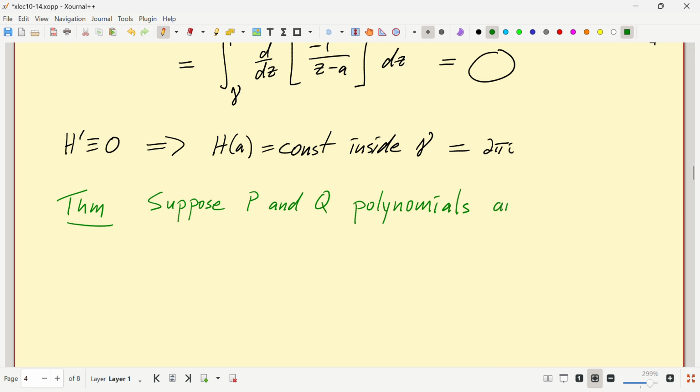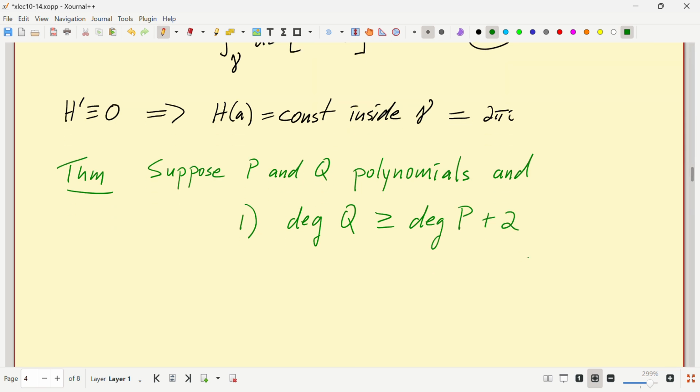And let's see, I need the degree of Q to be at least 2 bigger than the degree of P. Q is going to be in the denominator. And so the integral I'm looking for makes sense. I need Q to have no zeros on the real line.